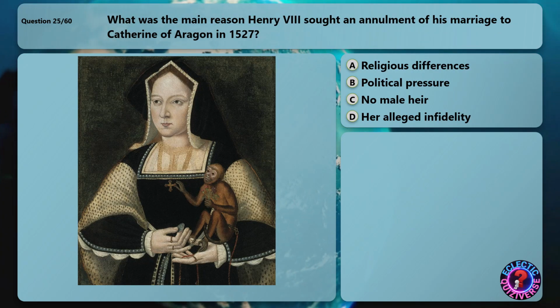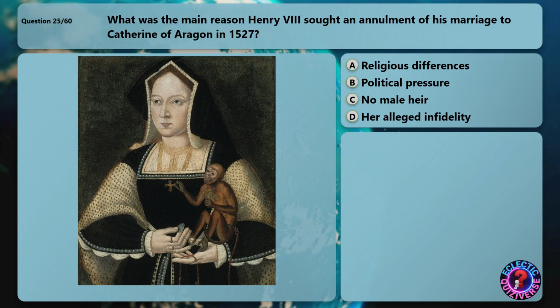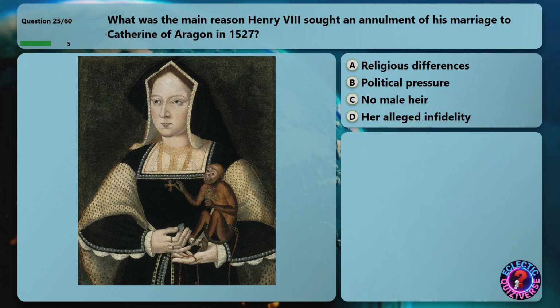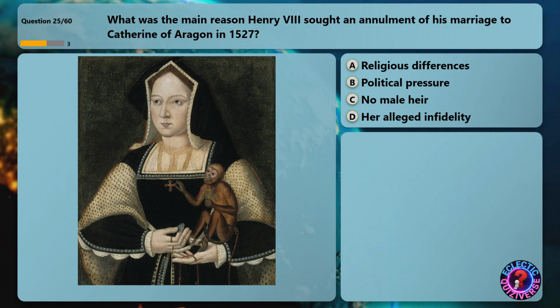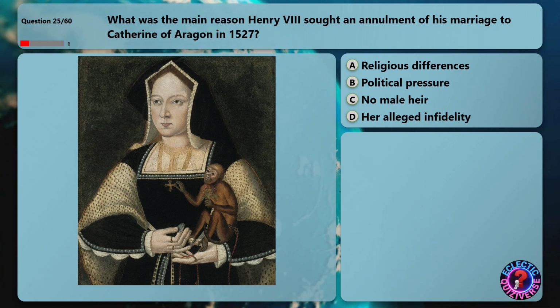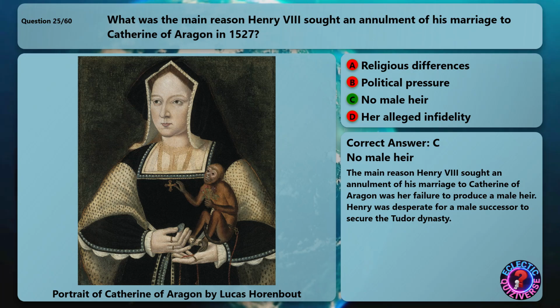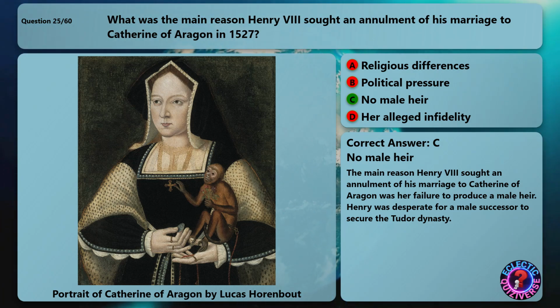What was the main reason Henry VIII sought an annulment of his marriage to Catherine of Aragon in 1527? The correct answer is no male heir. The main reason Henry VIII sought an annulment of his marriage to Catherine of Aragon was her failure to produce a male heir. Henry was desperate for a male successor to secure the Tudor dynasty.